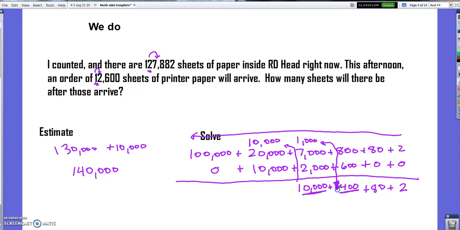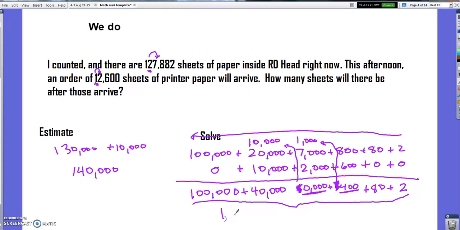Oh, I forgot to scratch this out. I carried that, or regrouped it. So I'm actually just going to have no thousands in my answer because they're all going to go to the 10,000s. I'm going to have 4 10,000s, and I'm going to have 1 100,000. And all I've got to do now is convert that back to standard form to get my answer.